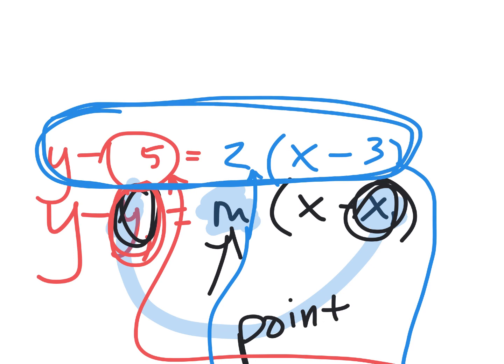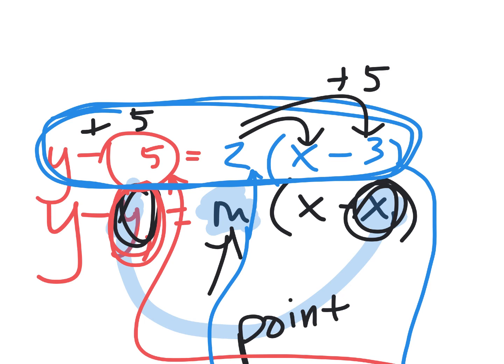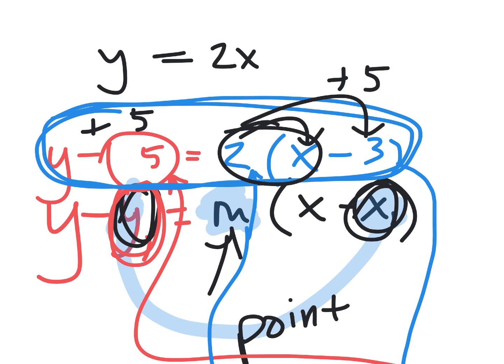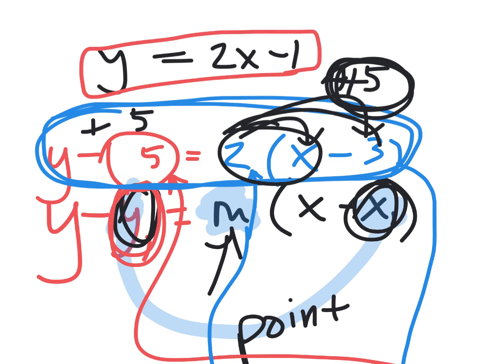Could you distribute it out? Yeah, I wouldn't mark it wrong if you distributed it out, but you wouldn't have to. What if they make you solve for y? Then you should. If they make you solve for y, then you'd have to add 5 to both sides. And I'll solve this one. It would be 2 times x is 2x. 2 times the negative 3 makes negative 6, but then you add 5. Negative 6 plus the 5 makes minus 1. And there's your little y equals mx plus b equation.